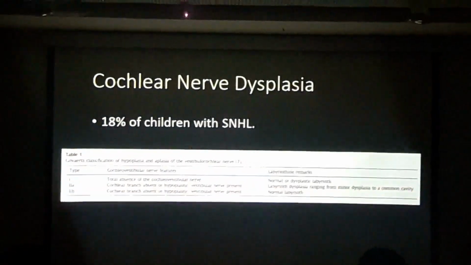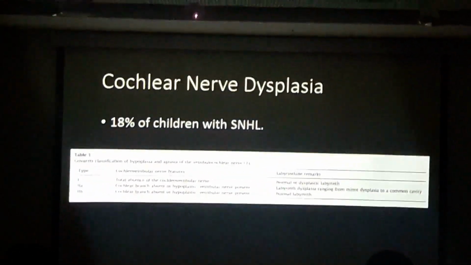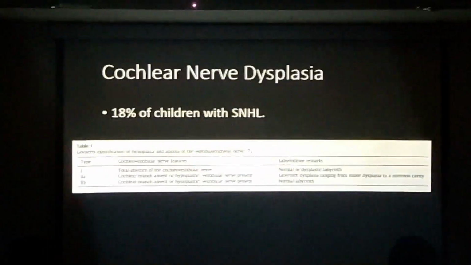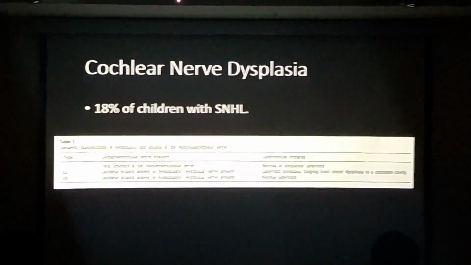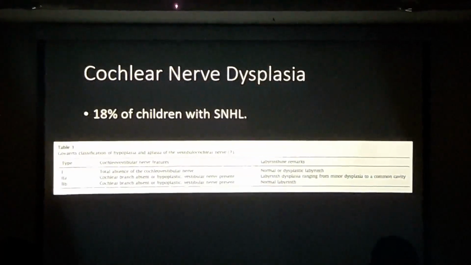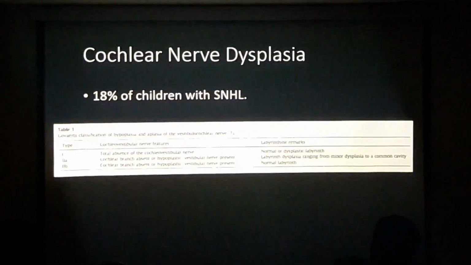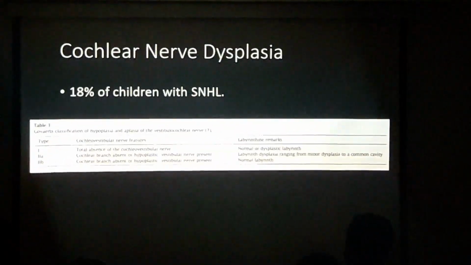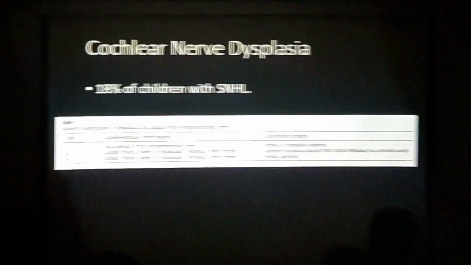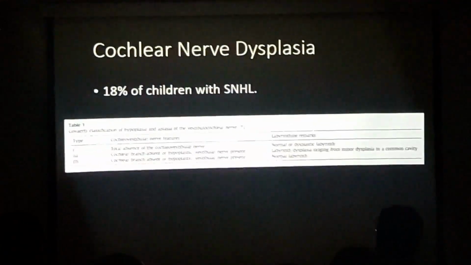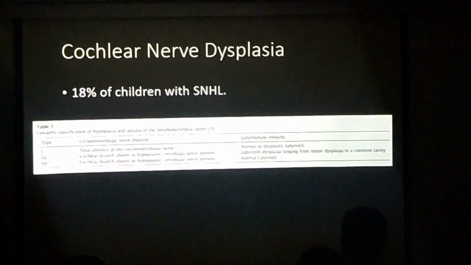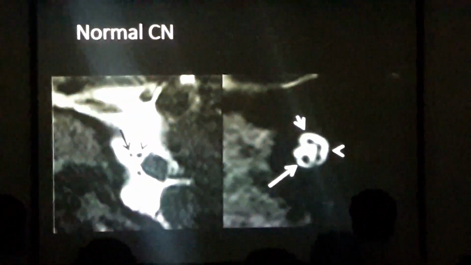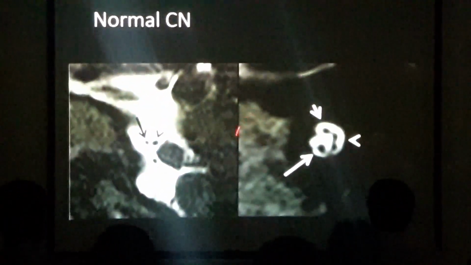Again, there is a classification. This is Gold's classification. Type 1 is total absence of the cochlear nerve, and there may be a normal labyrinth in this condition. Type 2A: the cochlear branch is absent or hypoplastic, and the vestibular nerve is present. The labyrinth may be dysplastic, from minor dysplasia to common cavity. Type 2B: cochlear branch absent or hypoplastic, vestibular nerve present, and the labyrinth may be normal. These are the variations we can have.